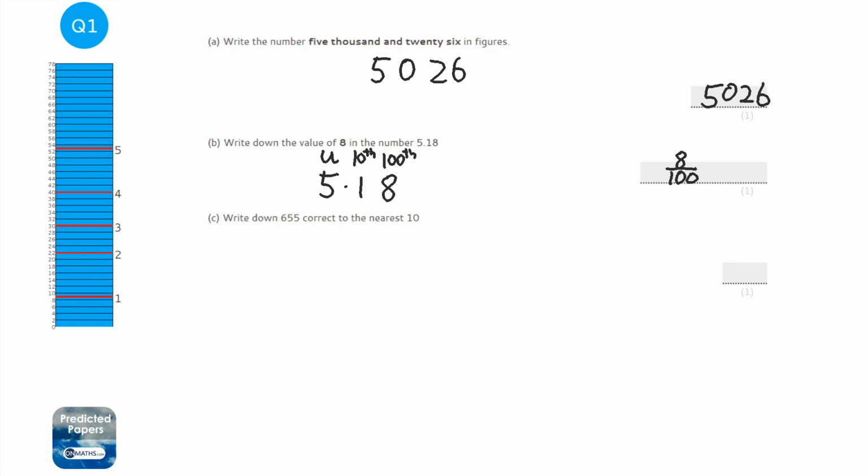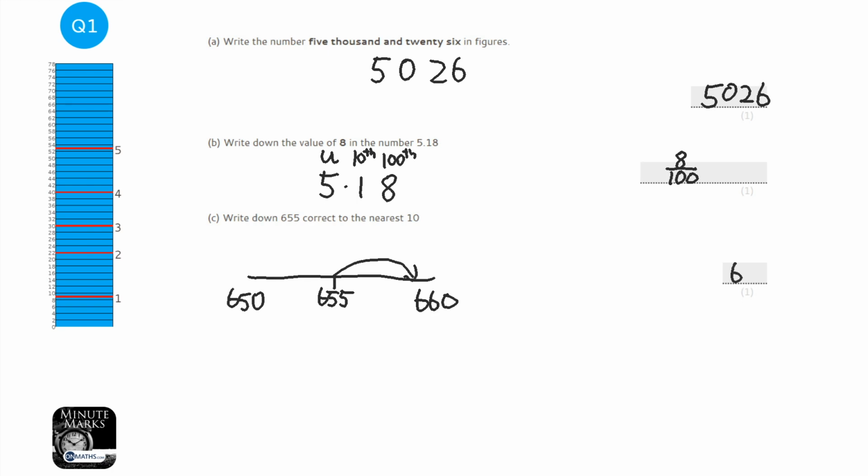Question C, write down 655 correct to the nearest 10. Okay, so 655, if we just do a quick number line, the next 10 up is 660, and the next one down is 650. So those are the two it can round to. This 655 is bang on halfway, and if they are halfway, they round upwards. So the answer is 660. If it was any less, if it was 654, it would round down. So if that last number there is 5 or more, it will round up.